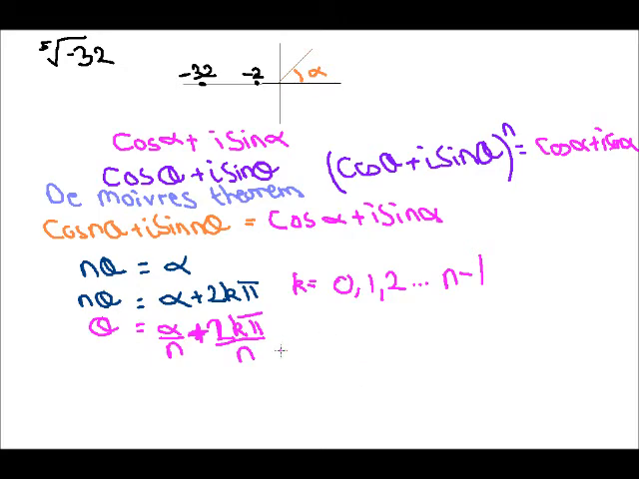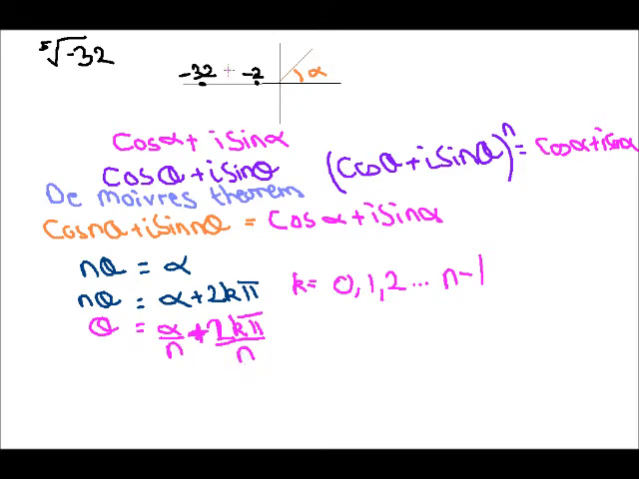So as we'd expect, in the case where n equals 5, k would equal 0, 1, 2, 3, 4, and we'd have 5 roots. We couldn't get any more than that because we'd expect 5 roots of an expression like this, 5 possible answers. Okay, so that's the general solution. Theta equals alpha over n plus 2k pi over n.